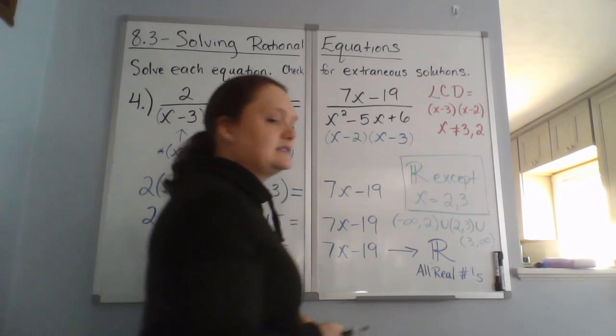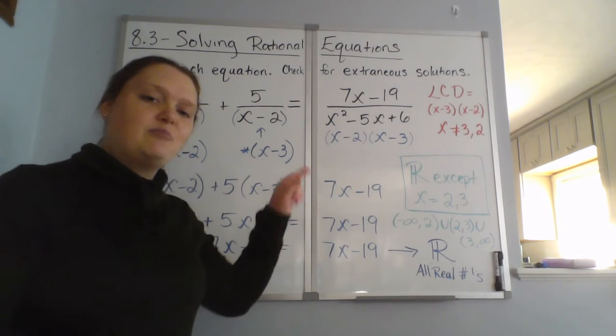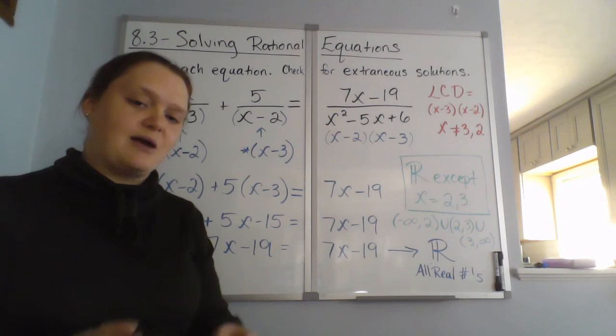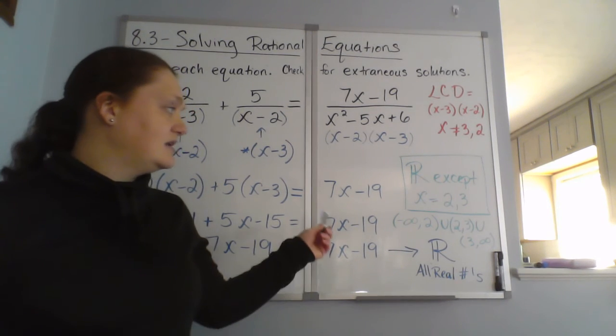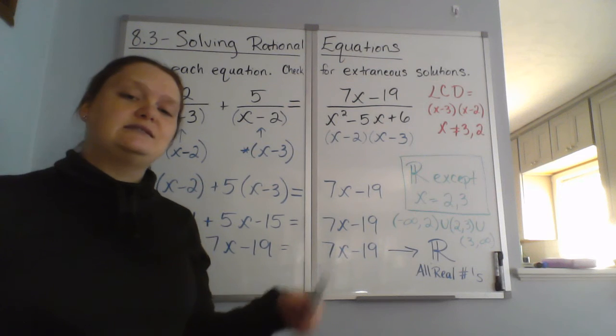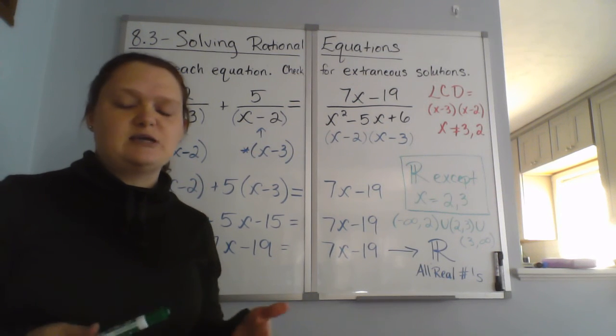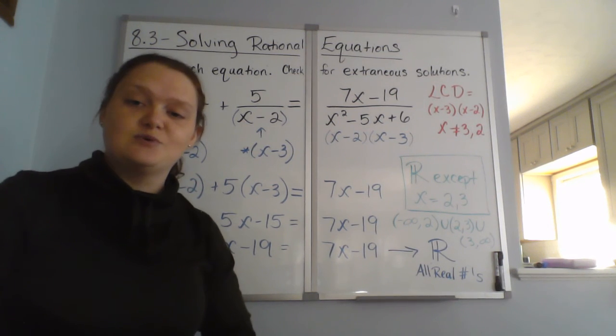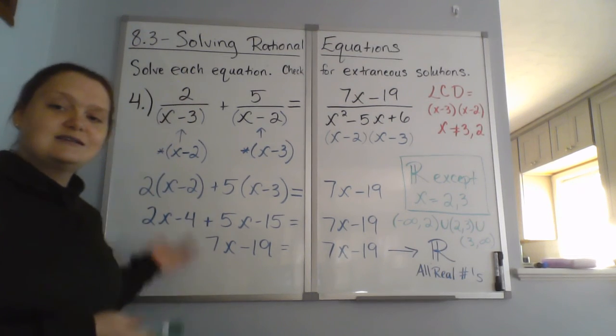I'll be honest though, that's the more difficult way to write it. What I put in the box is totally and completely okay to write. So I would say just write that it's all real numbers except, instead of going through and saying the 3 separate intervals. But I'll leave it up to you as to which method you prefer. All right, so there is example number 4.